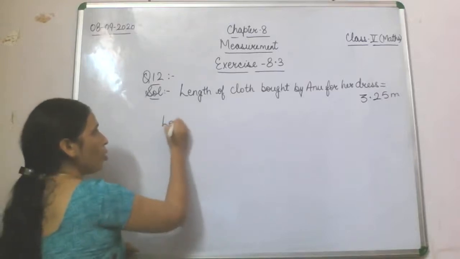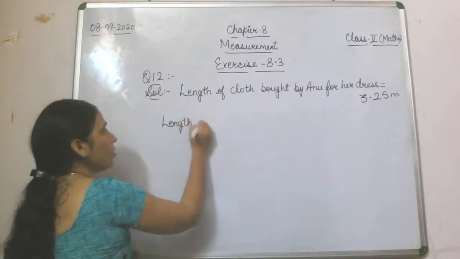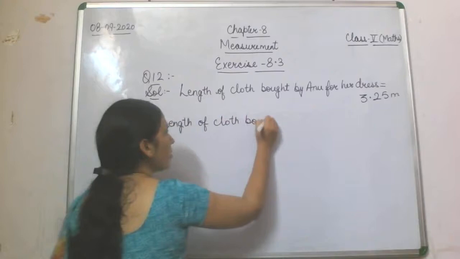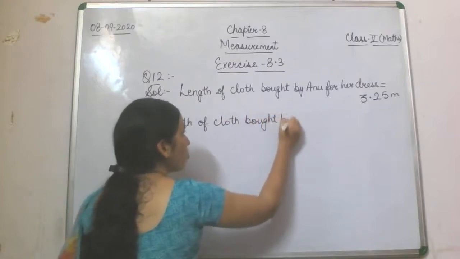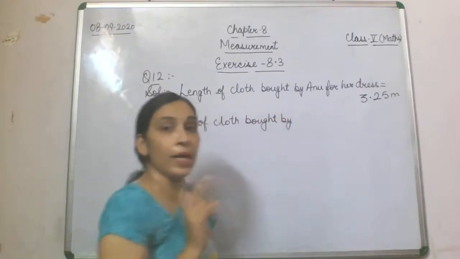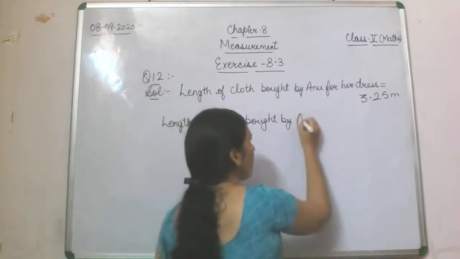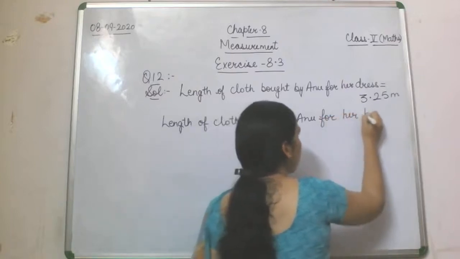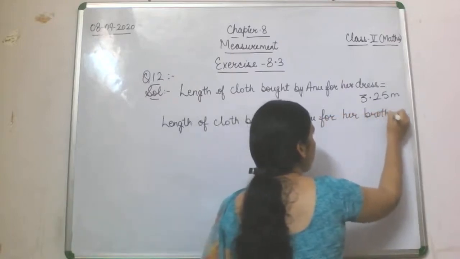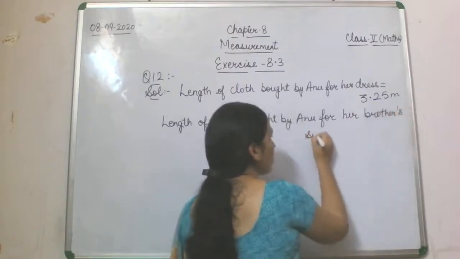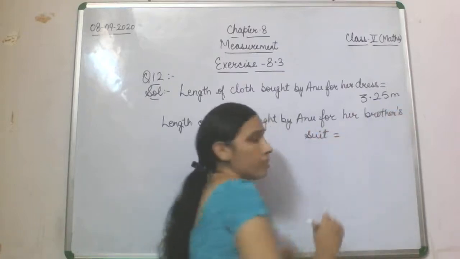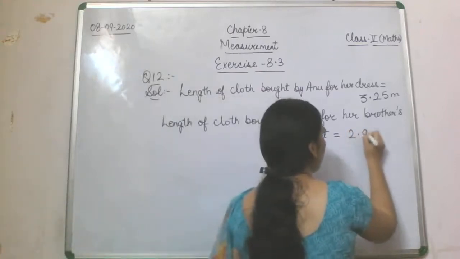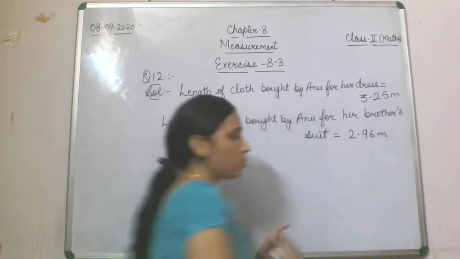Now what is the second statement? That length of cloth bought by Anu. Now both the lengths of cloth were bought by Anu only. This is the question, by Anu for her brother's suit. So what is that length of cloth? That is 2.96 meter. So do you understand the question?